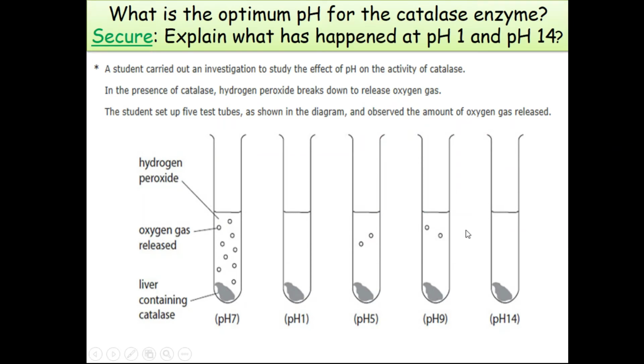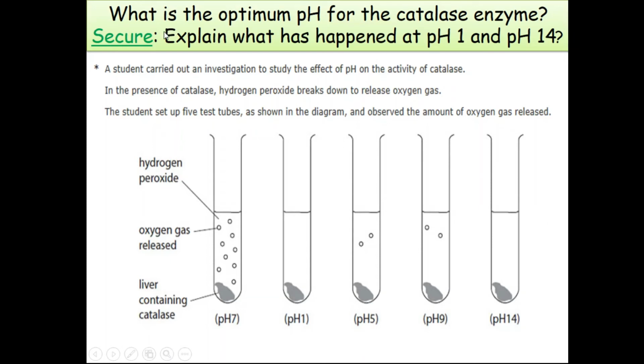Here's a little exam question that we're going to go through. So we need to figure out what the optimum pH is for the catalase enzyme. And we also need to explain what has happened at pH 1 and at pH 14. If you want to read the question and have a go at giving an answer, you can do so now. Just pause the video. Okay, let's go through it.